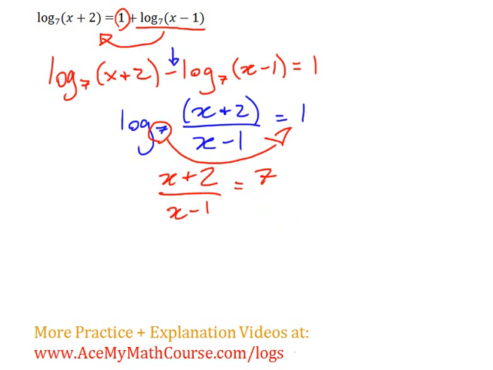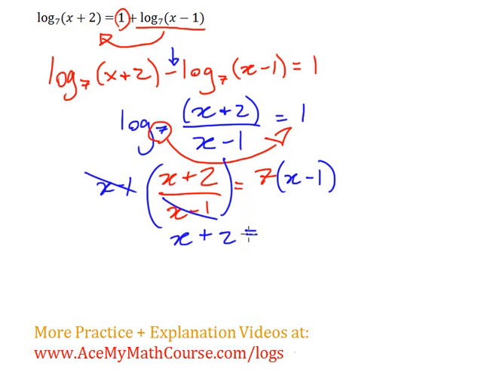What we can do is just actually multiply both sides by x minus 1. We don't like fractions, do we? So we can just get rid of the denominator, and we no longer have a fraction. So x plus 2 equals, now I can distribute the 7. 7 times x is 7x. 7 times negative 1, negative 7. Great. Now, we still, of course, want to isolate x.